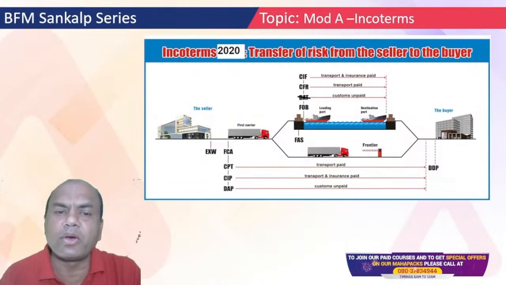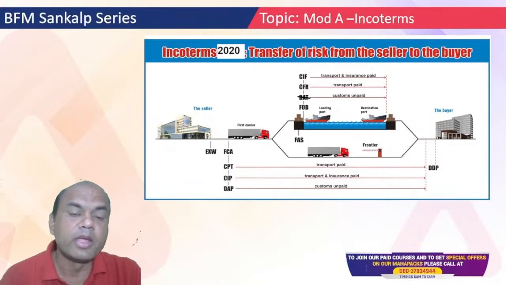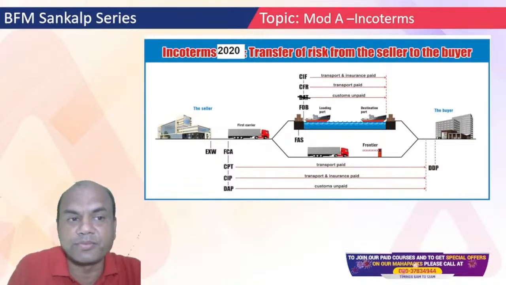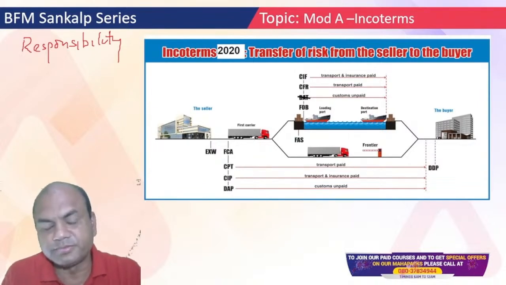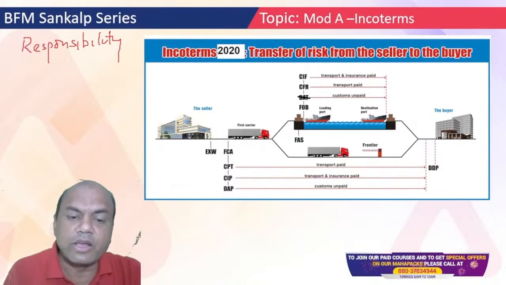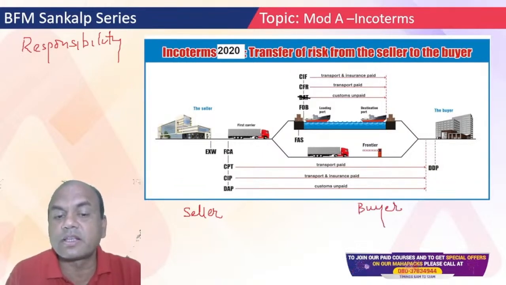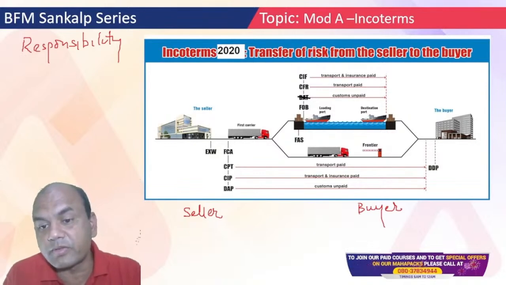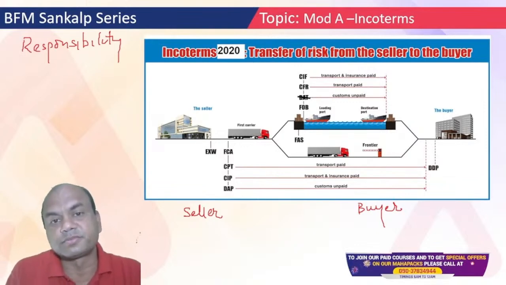Now, many of you might actually know the Incoterms, what the meaning of Incoterms is. But then also I'll give you. Incoterms means it's a responsibility. A responsibility between whom? Whenever I do any export from here, in that case, where will the seller give the goods and where will the buyer take the control of those goods? Where will the seller leave the control of the goods and where will the buyer take the control of the goods? This term is known as Incoterms.